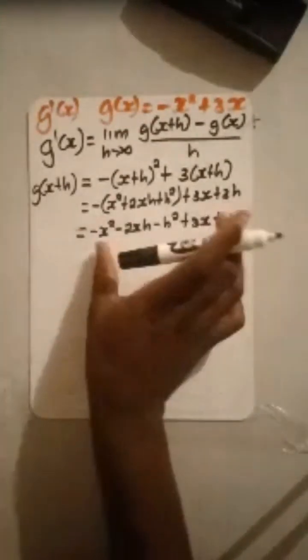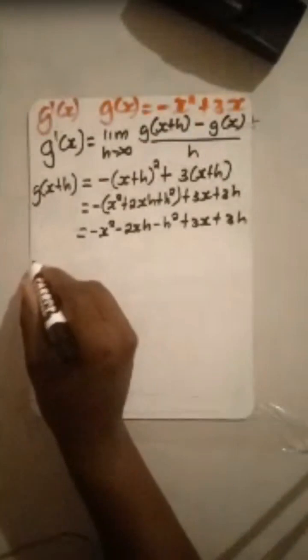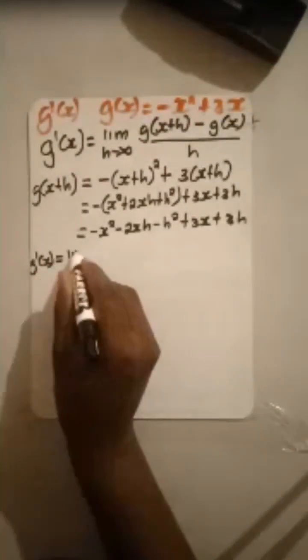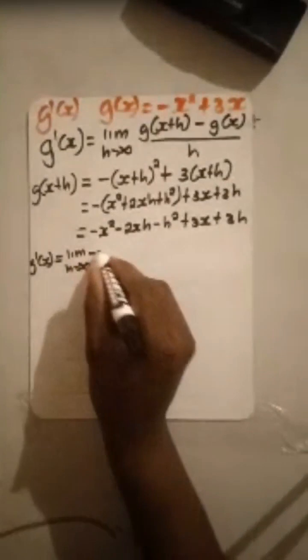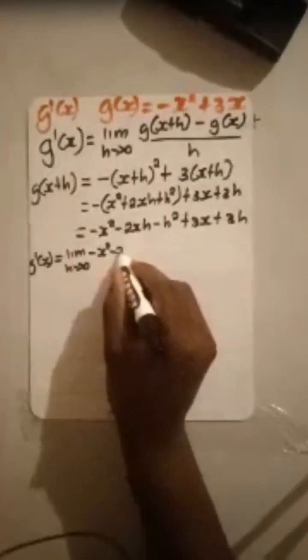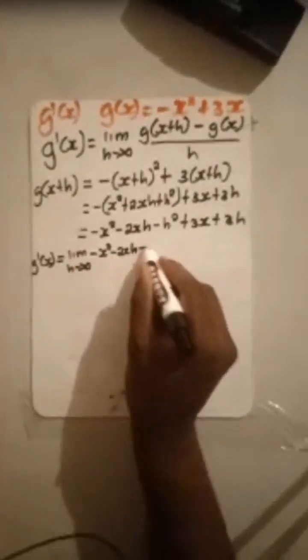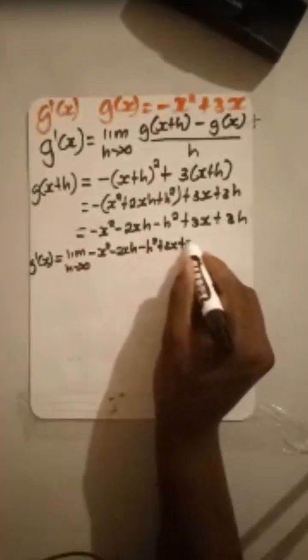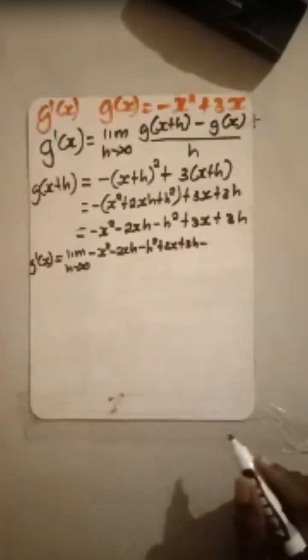So now we take this one, we substitute it there, right? Now there are a lot of tricks that you need to know there. So this is going to be g prime of x is equal to the limit as h tends to 0. Then in place of g of x plus h, I am going to substitute negative x squared. I'm going to write small because my space is not enough. Minus 2xh minus h squared plus 3x plus 3h minus, right?